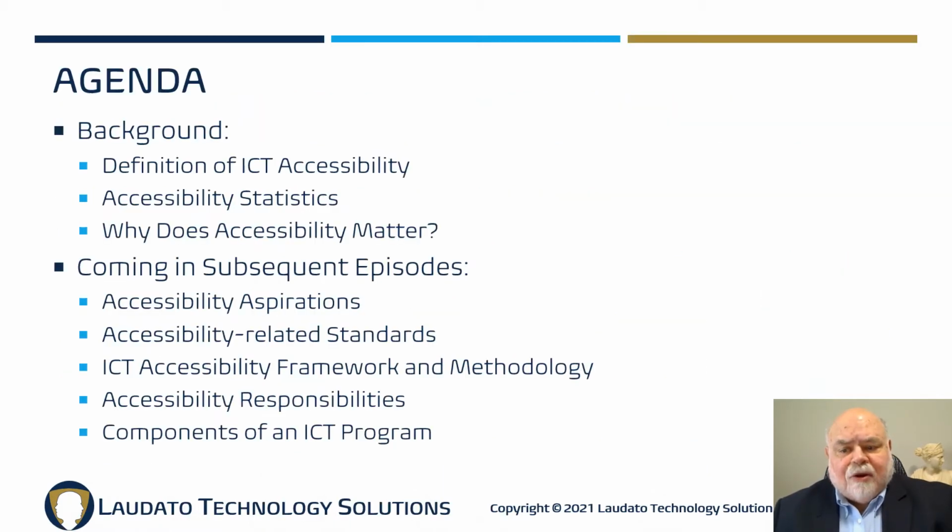It's on background. Now, what we plan on covering today is to define ICT accessibility, to give some statistics about accessibility, and to answer the question why it matters. In subsequent episodes, we'll deal with institutional accessibility aspirations, standards. We'll give a framework and methodology for looking at accessibility. We'll deal with accessibility responsibilities and with the components of an ICT program and plan.